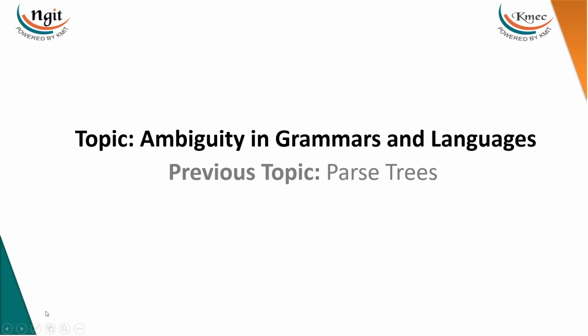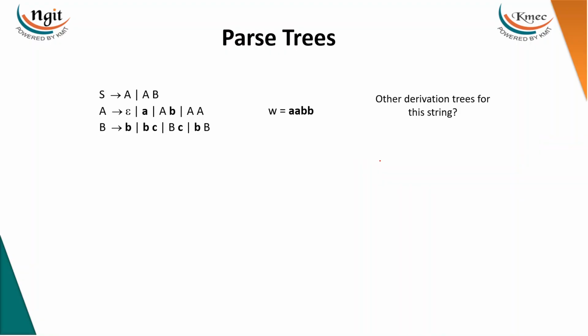Hello students, in the last video we discussed parse trees, and this video will discuss ambiguity in grammars and languages. So how do we derive the parse tree for this string? Let me revise it.